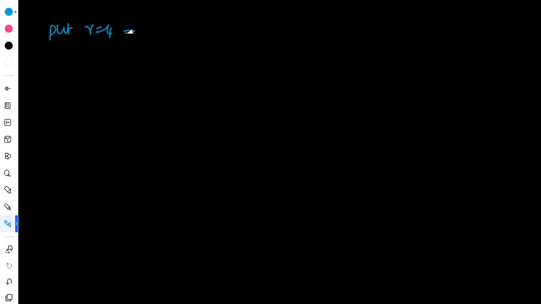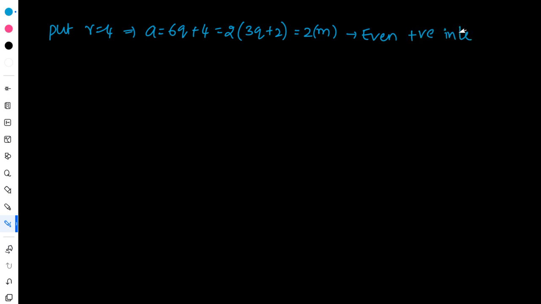Now put r equals to 4, then a equals to 6q plus 4. What is common here? 2 is common: 2 into 3q plus 2. Now it is considered 2 into something. So if a number is 2 into something, then it is which number, even number or odd number? Even positive integer. So this is an even positive integer.